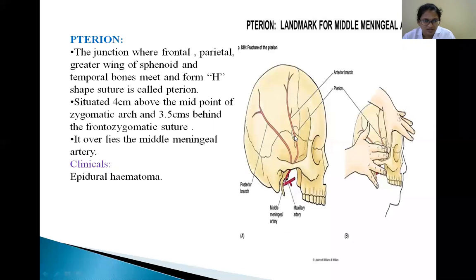Next, coming to the clinical importance of the pterion. If there is any fracture or trauma in the center of the pterion, there is a rupture of the anterior branch of the middle meningeal artery. In case of the rupture of the anterior branch of the middle meningeal artery, an epidural hematoma occurs. This is the clinical importance of the pterion. Here lies the anterior branch of the middle meningeal artery.